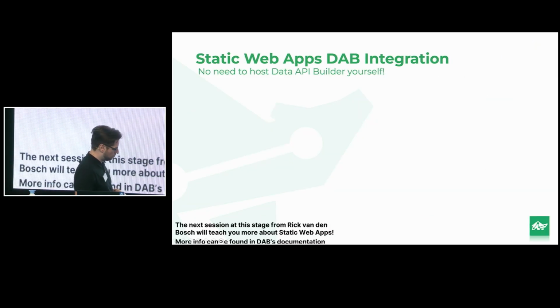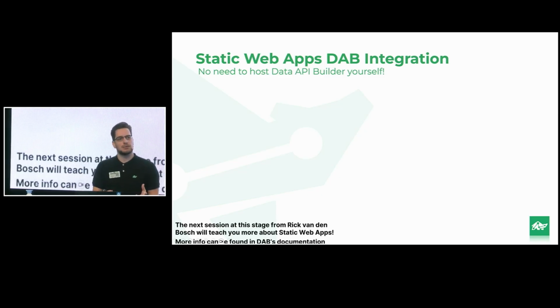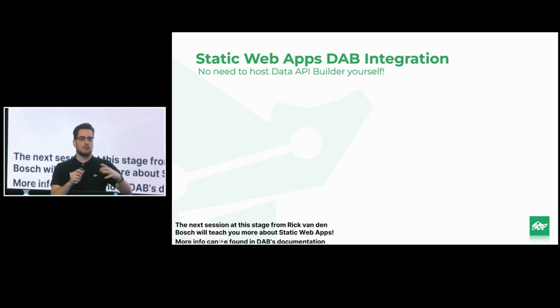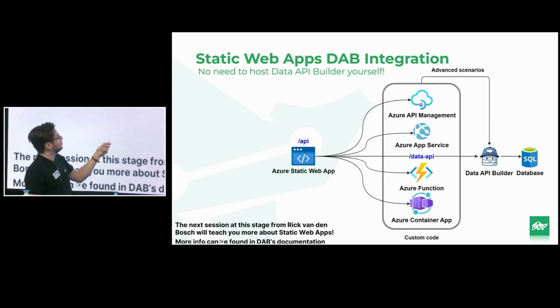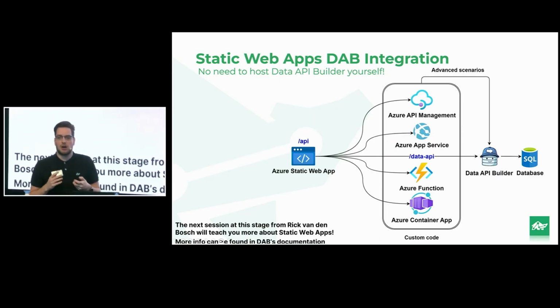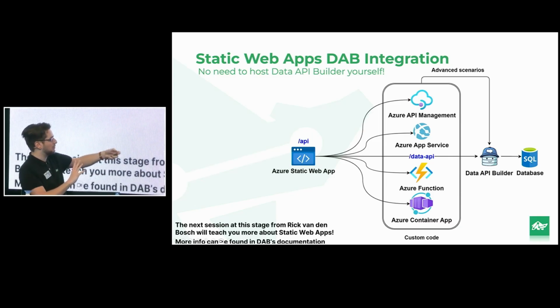So let's get this all together. Let's say, OK, we're going to use DAB, and for the front end, we're going to use Azure Static Web Apps. If you're not familiar with that, stay here after this session. Rick is going to teach you all about it. But basically, the short version is it allows you to host your front-end applications, and it has integration with the API platform. So you can say that calls from the API should go to Azure Functions or Azure Container Apps or Azure App Service. But we would still need to host DAB in one of those platforms. So we would still need to create an Azure Container App and host it there. That's still kind of annoying.